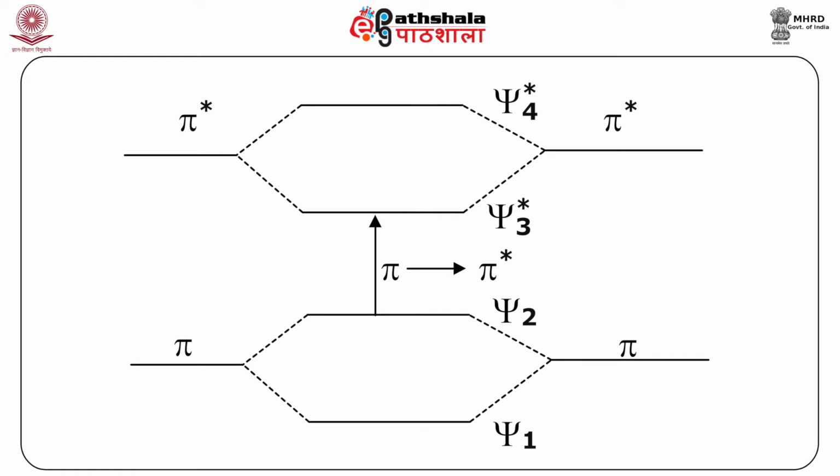Now, it is clear that the transition of lowest energy, that is the pi to pi star transition in conjugated systems, is from psi2, which corresponds to the HOMO, to psi4 star, which corresponds to the LUMO. Hence, we can say that conjugated dienes absorb at relatively longer wavelengths or lower energy than do the isolated alkenes.